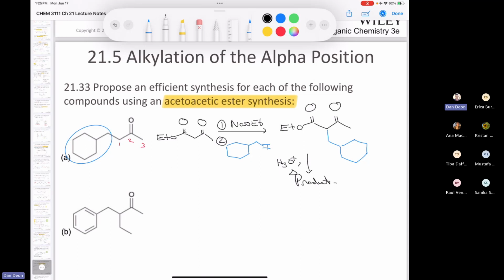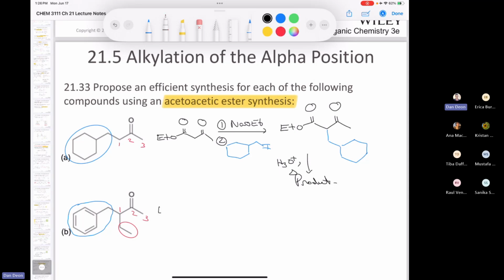So for the next one, again, the exact same vein. We count 1, 2, 3. So we're going to need 2 alkyl halides. We're going to need this one, and then we're also going to need this one. So one's ethyl iodide. The other one we'll use benzyl bromide or something like that.